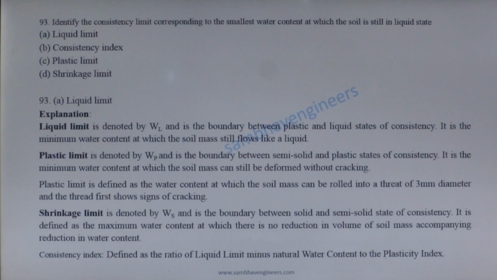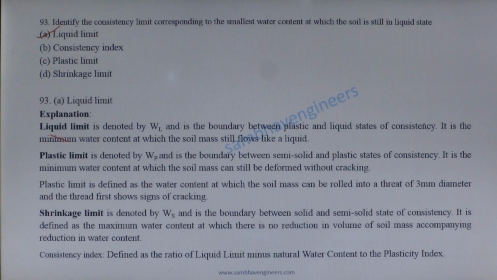Next question. Identify the consistency limit corresponding to the smallest water content at which the soil is stored in liquid state. Liquid limit, denoted by WL, is the boundary between the liquid state and plastic state of consistency. When the soil is in liquid state, it behaves as a flowing liquid having negligible shear strength. So the correct answer is liquid limit.